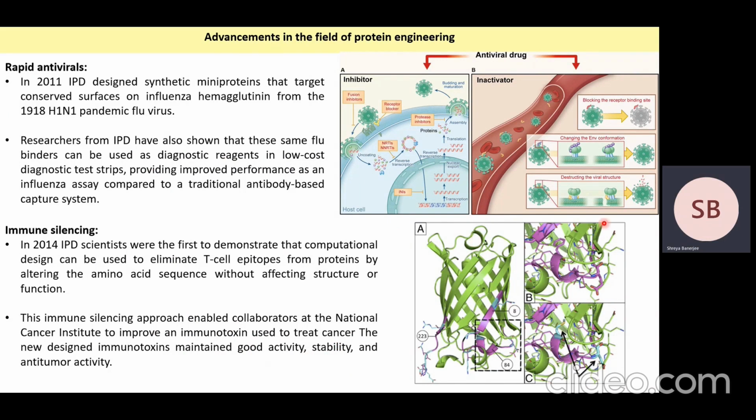So what this immune silencing did is that it eliminates the receptors in proteins which allow the T cells to bind, and it can do this without affecting the other useful structure or function of the protein.